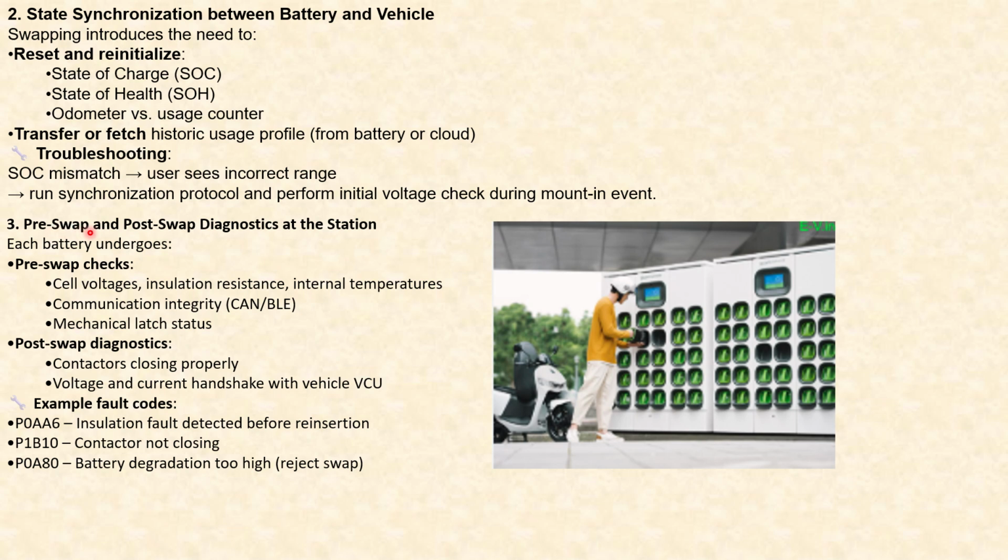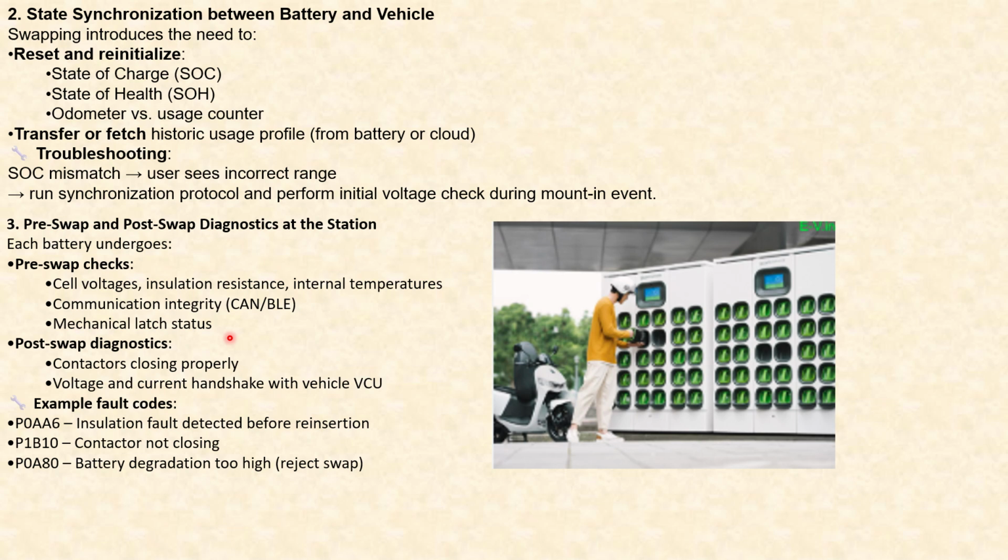Now, talking about the pre-swap and post-swap diagnostics at the station, this is a very important step as far as swapping is concerned. Each battery undergoes pre-swap checks like cell voltages, insulation resistance, internal temperatures, and also communication integrity like CAN and BLE. Now, talking about the mechanical latch status, this is an important check because all said and done, a cell is a mechanical product and it has to fit in perfectly, in a very taut manner inside the groove. So mechanical latching is extremely important.